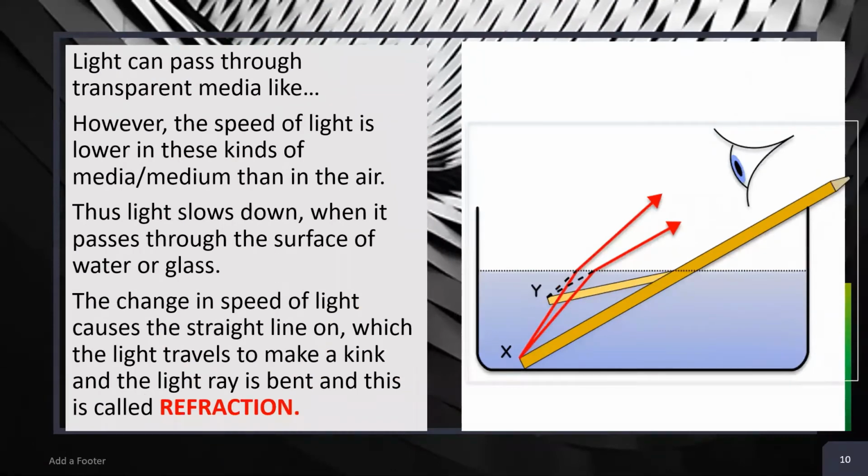Light can pass through transparent media. In this figure that you can see right now, this is a sample of how we see the figure inside the water. The light slows down, and the change in the speed of light causes the straight line on which it travels to make a kink, and the light ray is bent. This is what we call refraction.